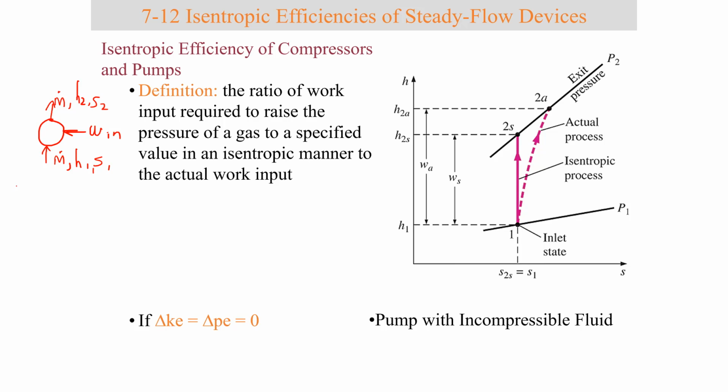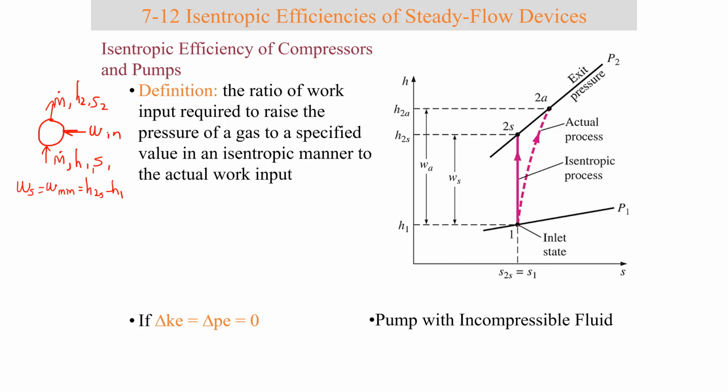So we would call the isentropic work of a pump the same thing as the minimum work for a pump. That would be the enthalpy coming out if it were isentropic minus the enthalpy going in. Let's go back and look at this.